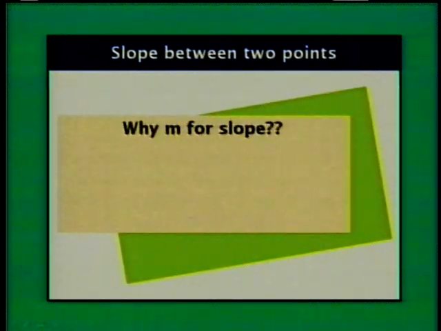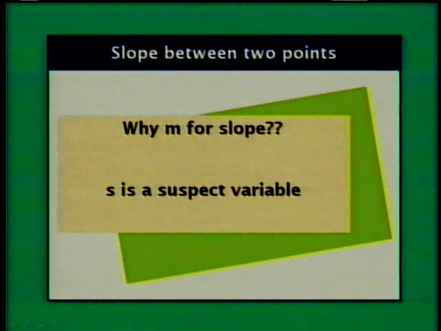Why m for slope? Well, the first issue I want to address is why we don't use the letter s. It's because s is a suspect variable. Now, what do I mean by that? Well, remember our talking about the fact that we like to cross our z's in math class? And the reason we like to cross our z's is because if we don't, it's easy to mistake a z for a 2, depending upon a person's handwriting.